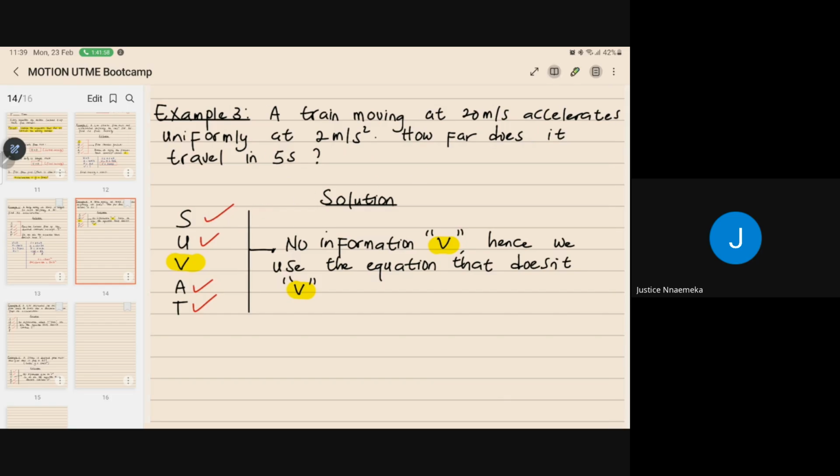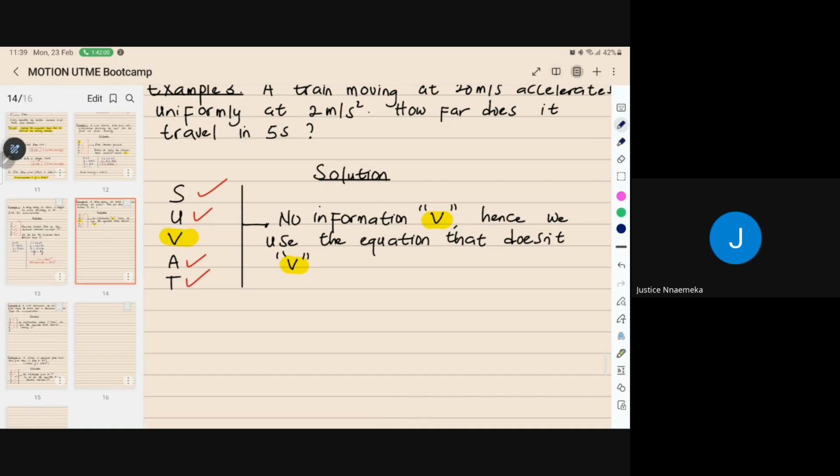So if I'm to put down the variables that were given to us: my U is equal to 20 meters per second, my acceleration is equal to 2 meters per second squared, and my time is equal to 5 seconds. I'm looking for S, which means 4 of the variables are given. U was given, A was given, T was given, but V was not given.